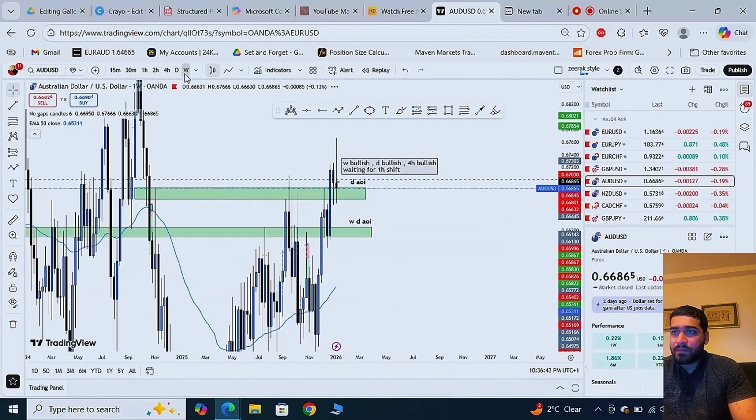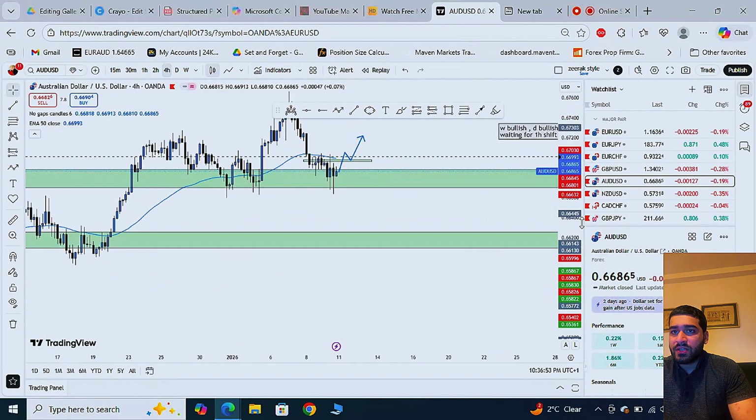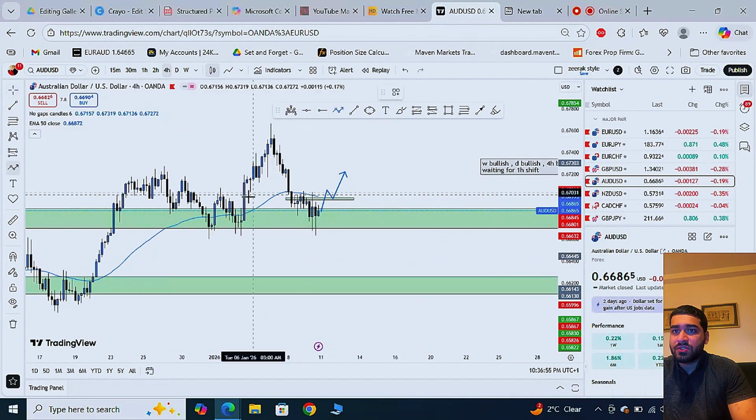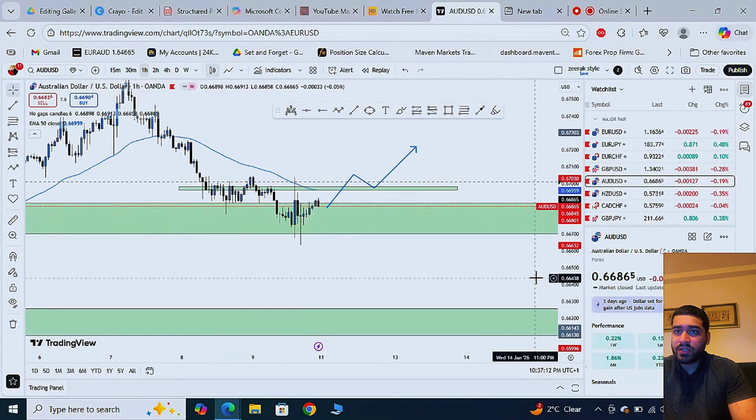This one, the weekly is bullish, the daily is bullish, and we have already this rejection candlestick. The 4-hour is also bullish, so this was the higher high and this is the higher low, and we didn't close under the structure point, so it means the 4-hour is bullish. Just I need this break and retest in the 2-hour or in the 1-hour.